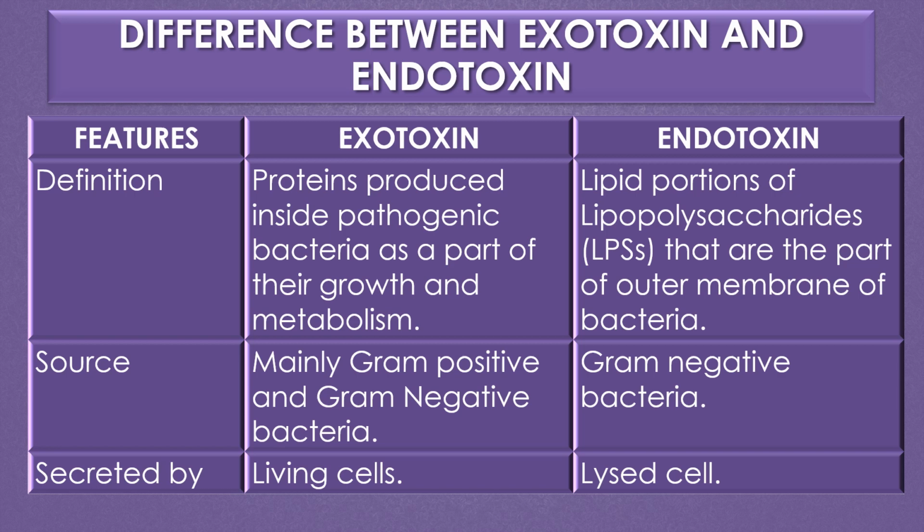First, exotoxin is defined as the proteins produced inside the pathogenic bacteria as a part of their growth and metabolism. And the endotoxin is defined as lipid portions of lipopolysaccharides that are part of the outer membrane of bacteria. Mainly gram-positive and gram-negative bacteria act as the source for the exotoxins, but gram-negative bacteria alone act as a source for endotoxins. Exotoxins are secreted by living cells, but endotoxins are an integral part of the cell wall and secreted by lysed cells.